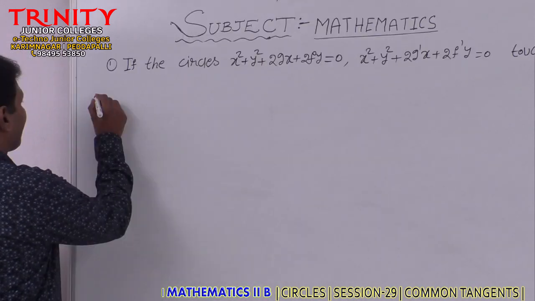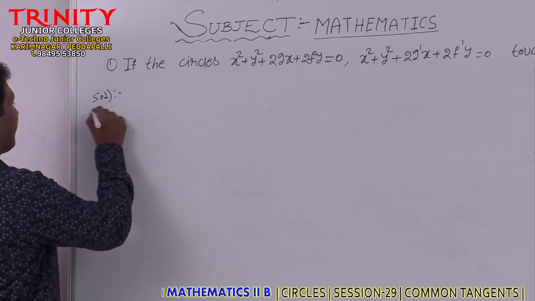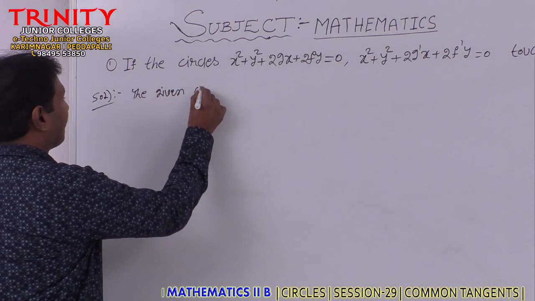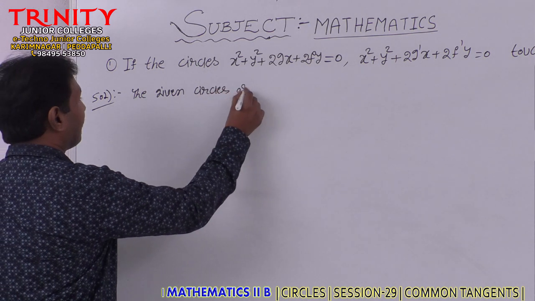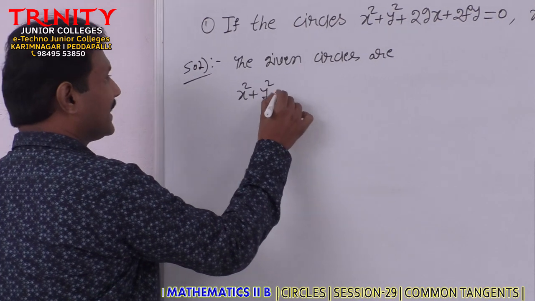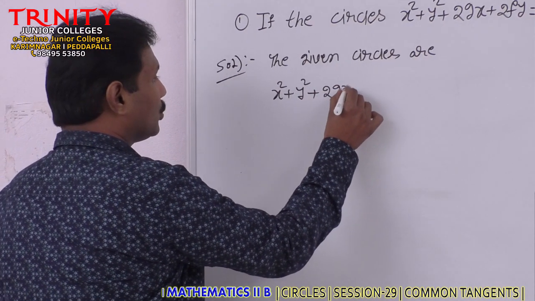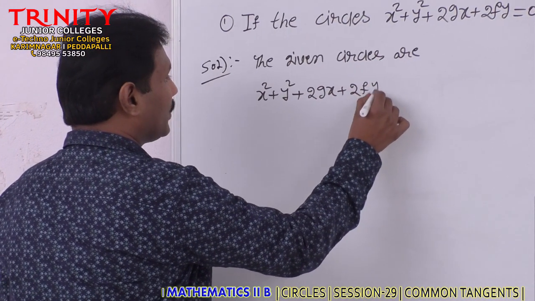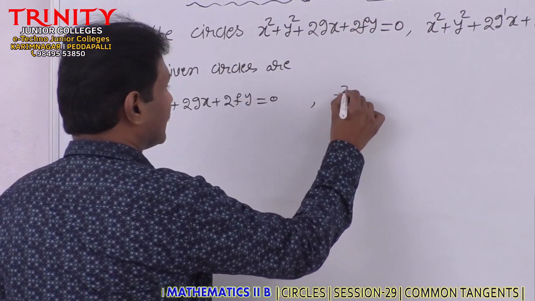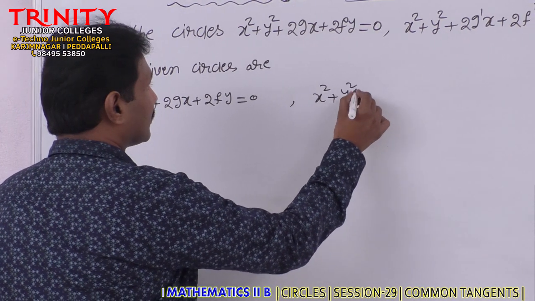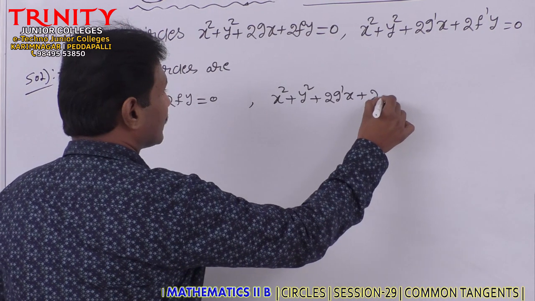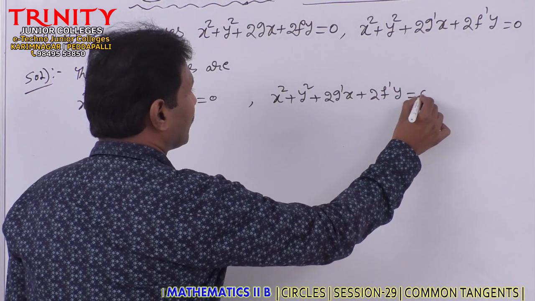First, the given circles are: first one is x square plus y square plus 2gx plus 2fy equal to 0. Second circle is x square plus y square plus 2g dash x plus 2f dash y equal to 0.